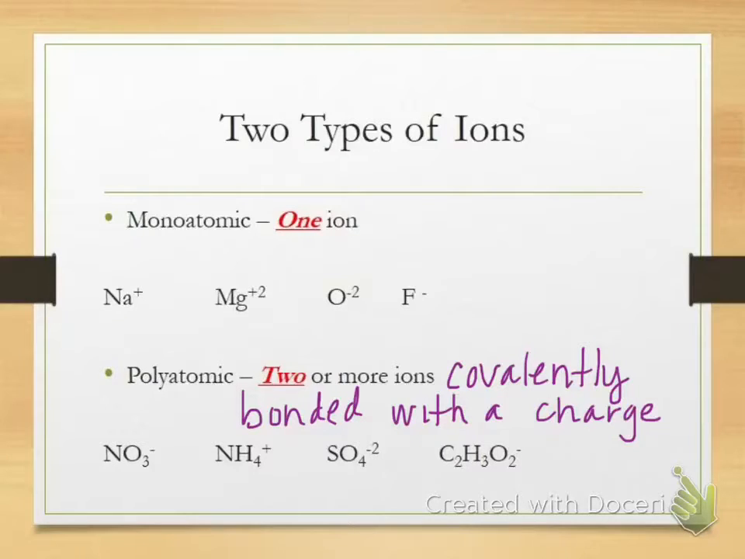So they're covalently bonded together, but they have a charge, so they will actually act like an ionic compound when they bond. And we'll learn those later on. Now you just have to know what a polyatomic ion is. Later on, you've got to learn them. So they're covalently bonded with a charge.